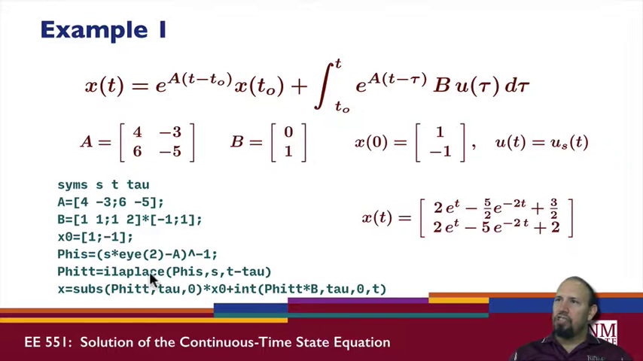It's actually instructive to go through and look, for example, at what phi of t and tau looks like. Notice I didn't put a semicolon here so that you can actually see what it looks like in terms of the exponentials. And so here's x of t that we get from this process.